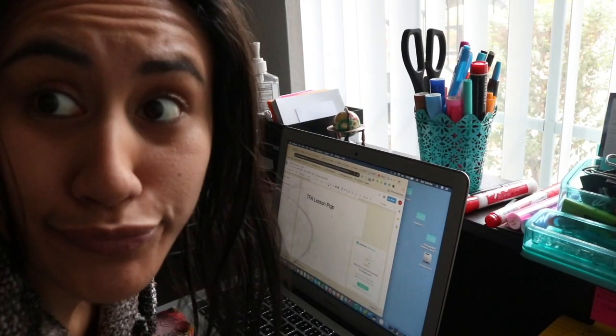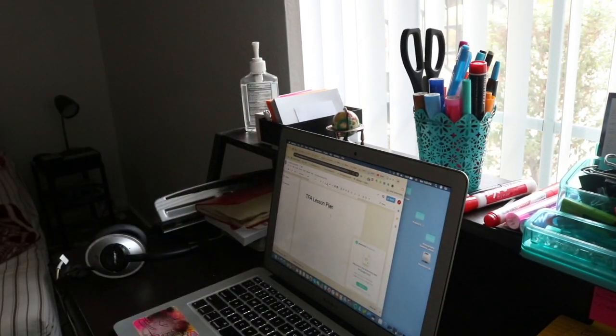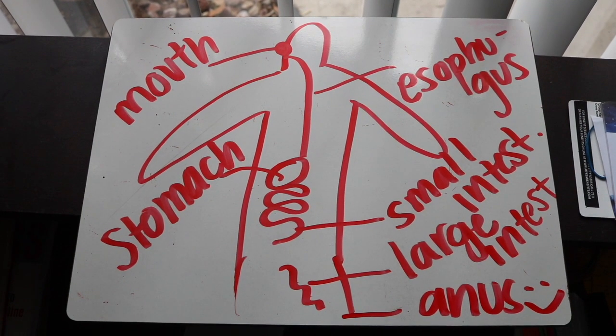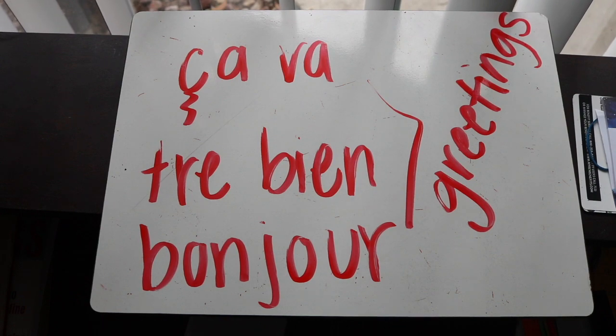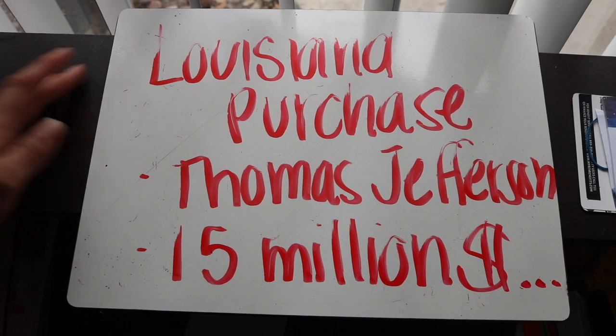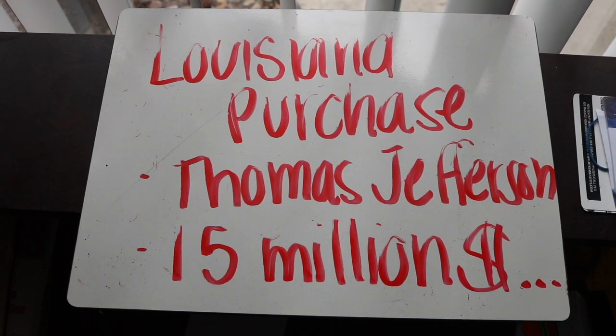So some examples could look like system of equations for math, the digestive system for science, Spanish or foreign language, where you go over the greetings, the vowels, history, the reason for World War II, the Louisiana Purchase, etc. Just remember that what you're teaching is something that you've taught before or something that you're super passionate about, something that you're excited or just something that you know a lot about.